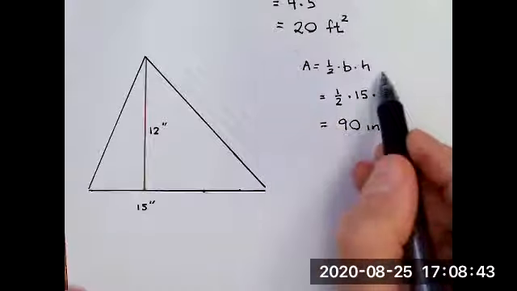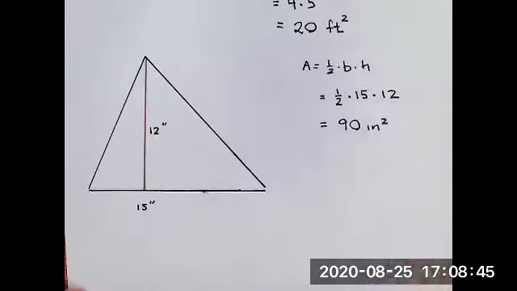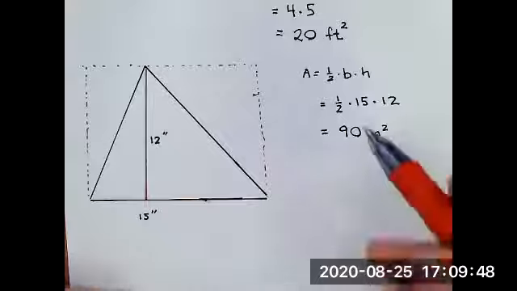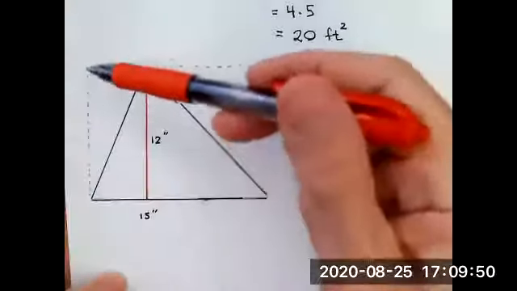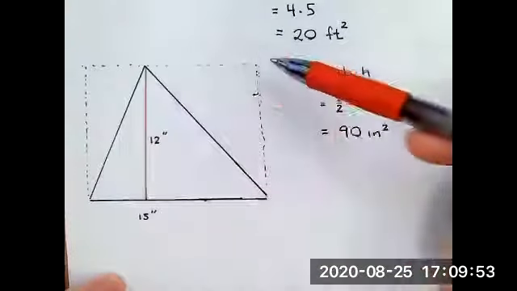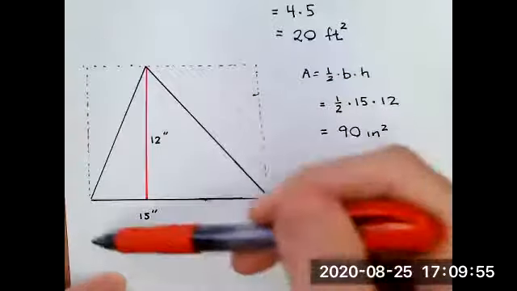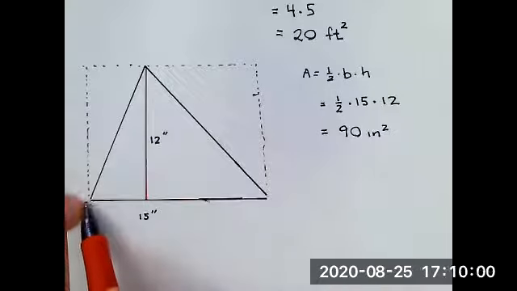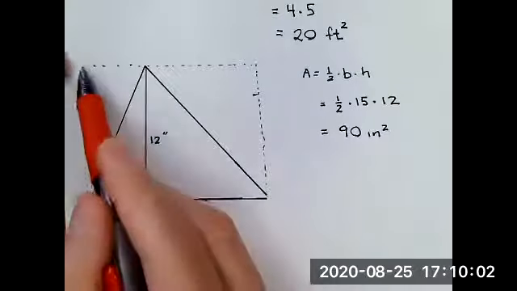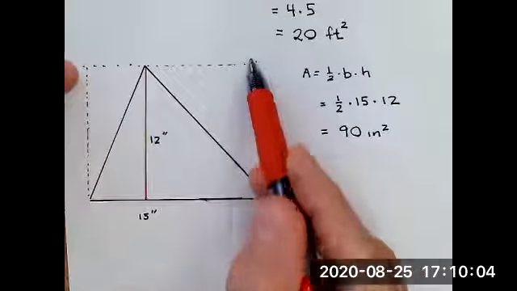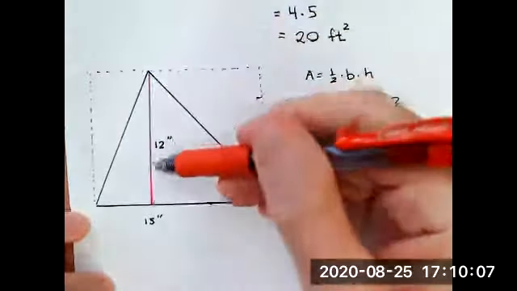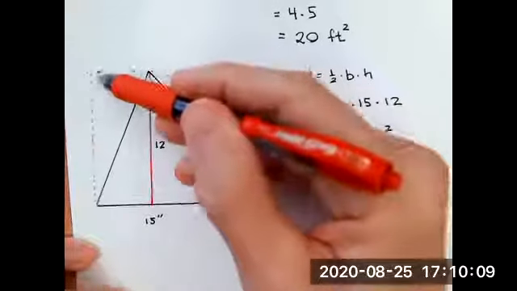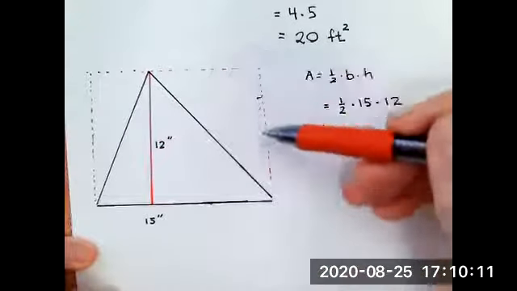How can we make sense of this formula? Well, let me expand on the drawing. All right, so I've added some imaginary lines to enclose this triangle into a rectangle. And you can see that if this side is 15 inches, then this side is 15 inches. And if this height is 12 inches, then this height would be 12, and this would be 12.